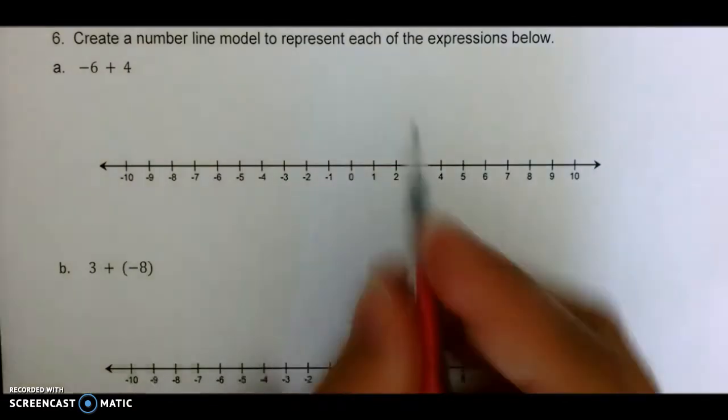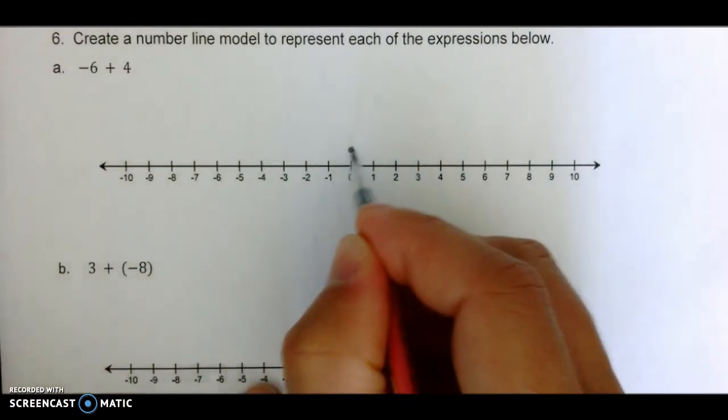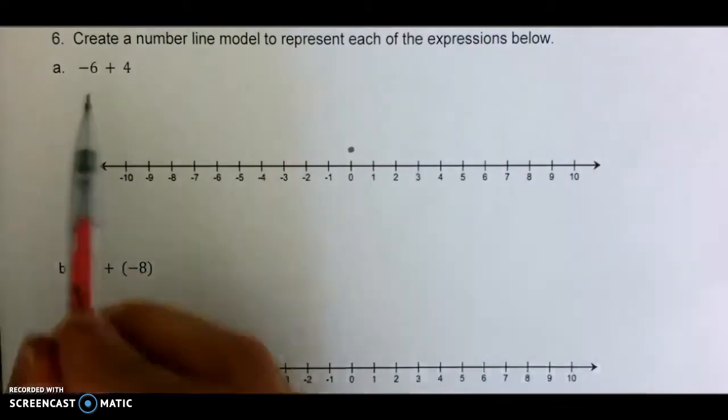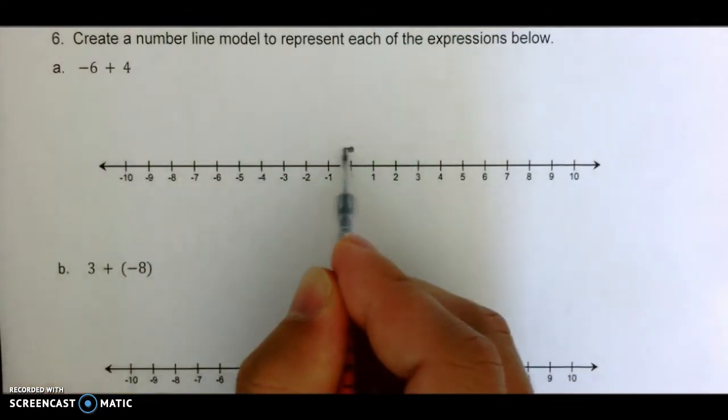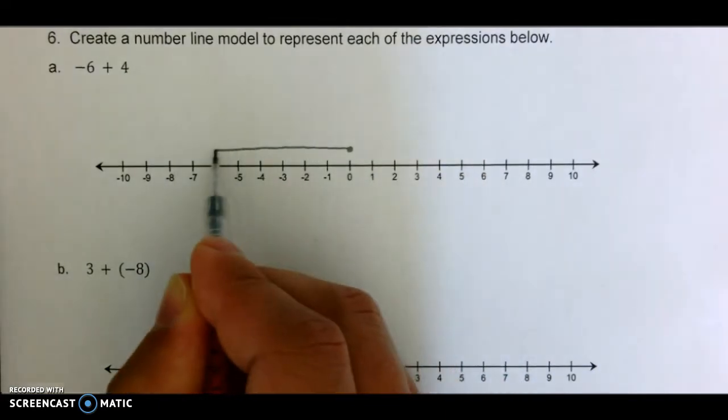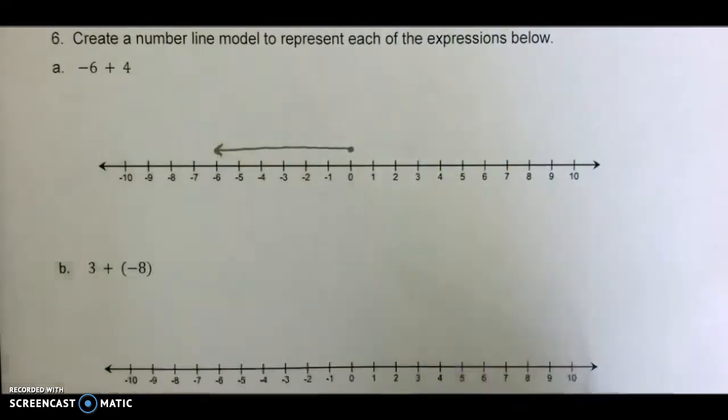All right, again, place the tail of your first arrow at 0, and our first arrow has to go to negative 6. That's the first number in our problem, so we're going to go to the left 6 units. Go ahead and draw that arrow. There's our arrow representing negative 6.